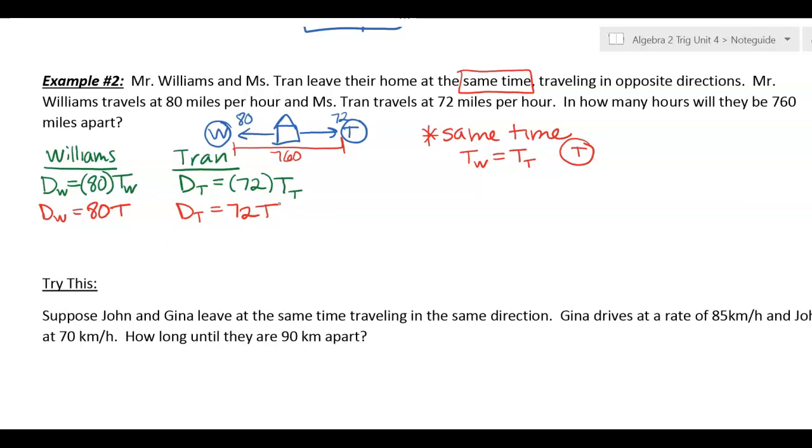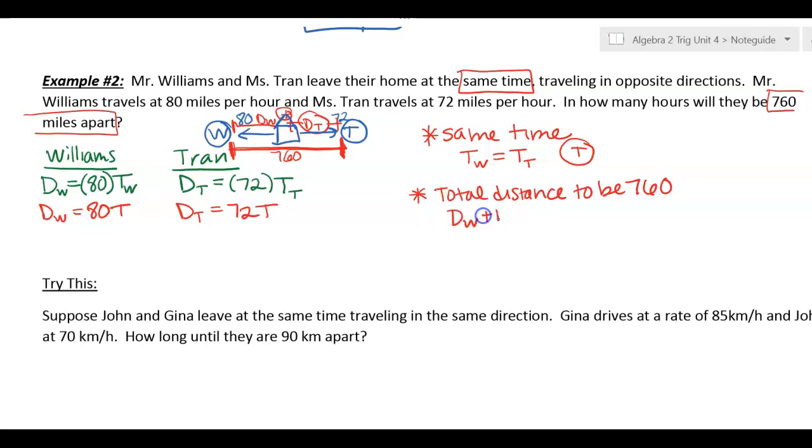Then I look at the distances. The thing that's on here about distance is this 760 miles apart. It says, when will they be 760 miles apart? So I know that I want the total distance to be 760. And this is where the drawing comes in handy because it would matter if they're going the same direction or opposite directions. Since they're going opposite directions, to reach that 760, that would be the distance that Miss Tran traveled added with the distance that Mr. Williams traveled to make the total of 760 miles. So in this problem, for the total distance to be 760, it would be the two distances being added together.